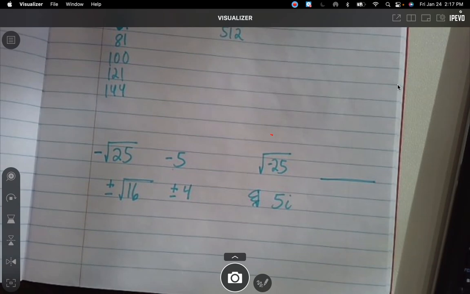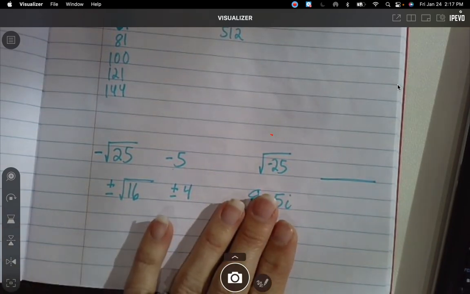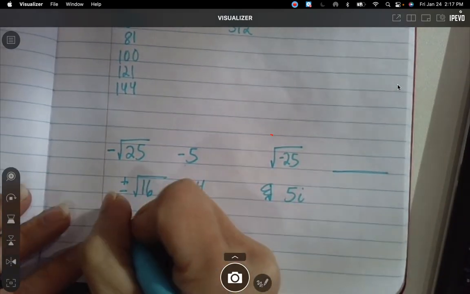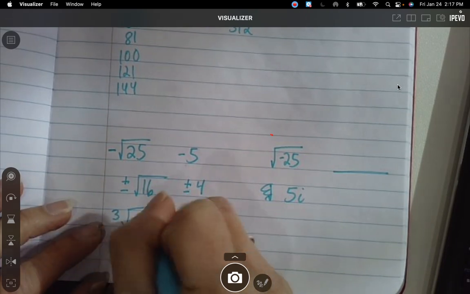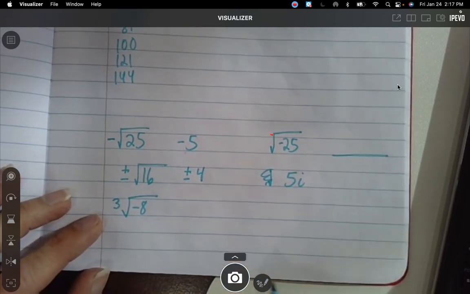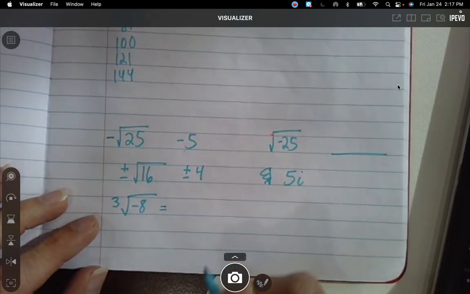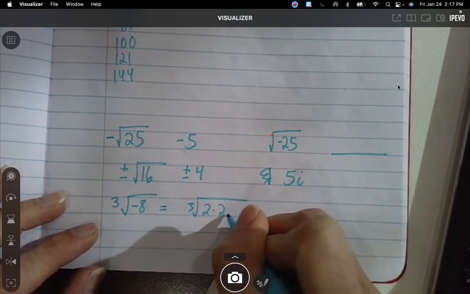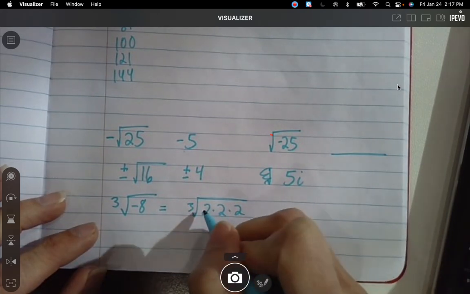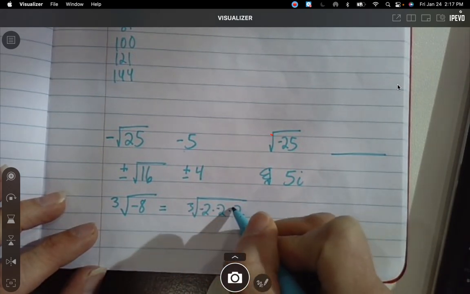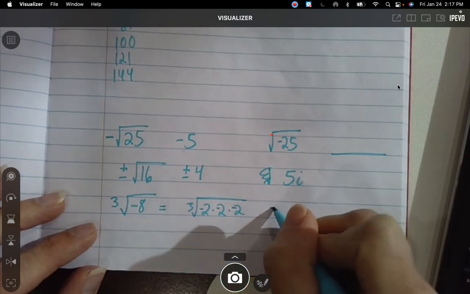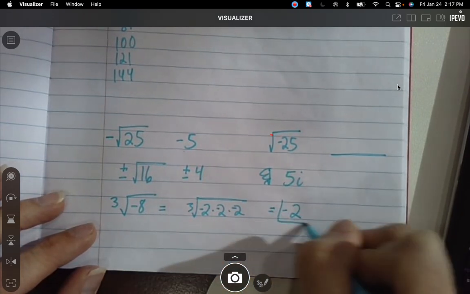And, okay, you cannot do the square root of a negative. However, you can do the cube root of a negative. Let's look at y. Let's do the cube root of negative 8. Well, what times what is 8? 2 times 2 times 2. And in this case, all of them are negative. A negative times a negative times a negative is still a negative. So that would be your answer.